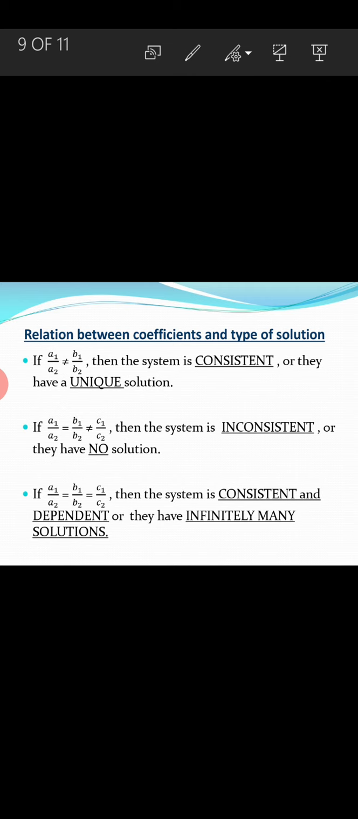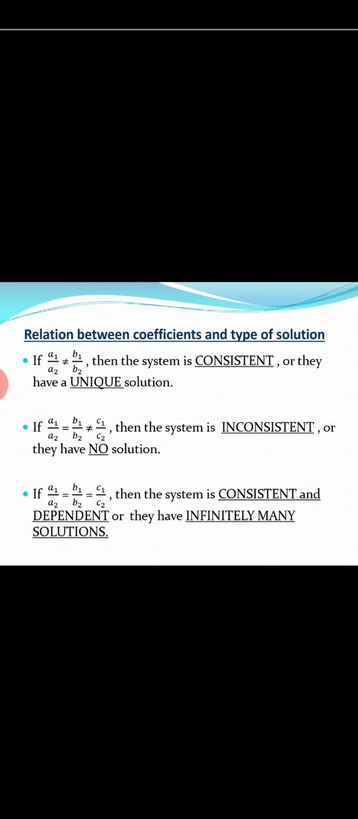So before we start solving a pair of linear equations in two variables, we must first check these ratios a1 by a2, b1 by b2 and c1 by c2. The equation will be solvable only in case of a1 by a2 not being equal to b1 by b2. This is the only case where we can solve the equations and find a value of x and y. The other two cases are not solvable, they can only be represented graphically. So first it is important to compare these ratios and check if they are equal or not.